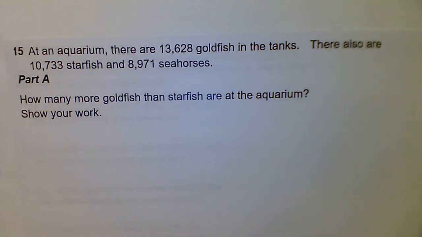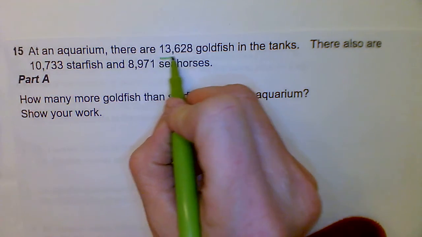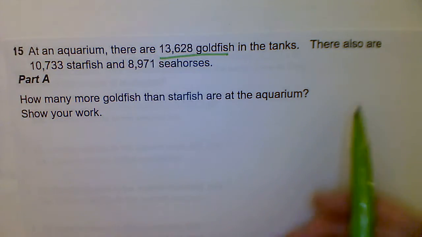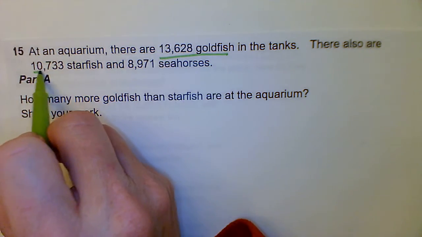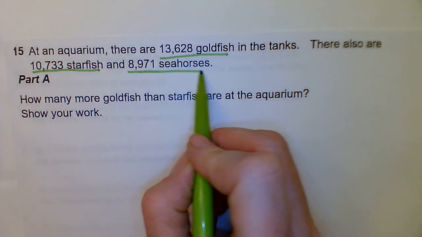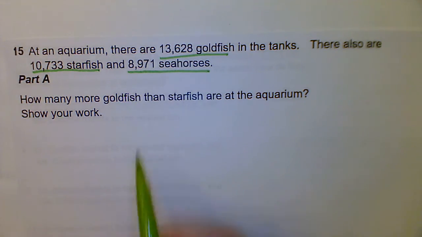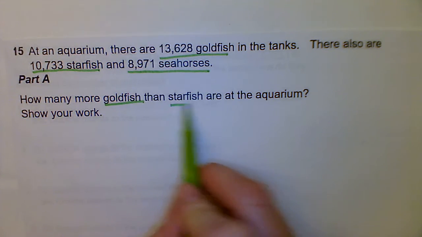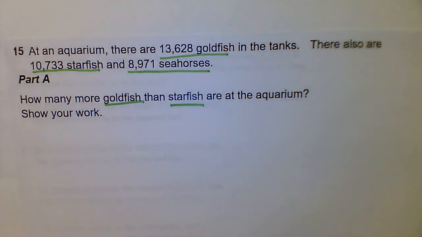So at an aquarium, there are 13,628 goldfish in the tanks. So, I think these numbers are probably pretty important. So we have 13,628 goldfish in the tanks. There also are 10,733 starfish and 8,971 seahorses. How many more goldfish than starfish are at the aquarium? Show your work.